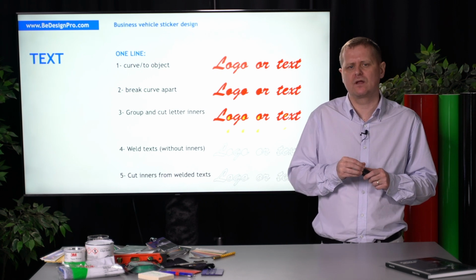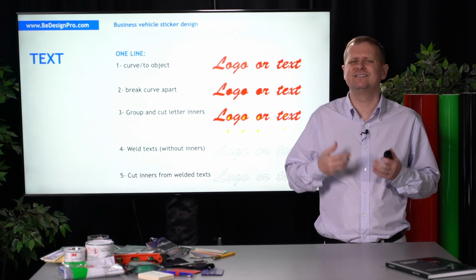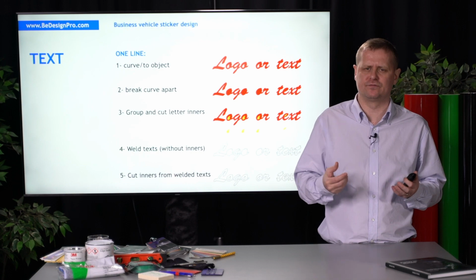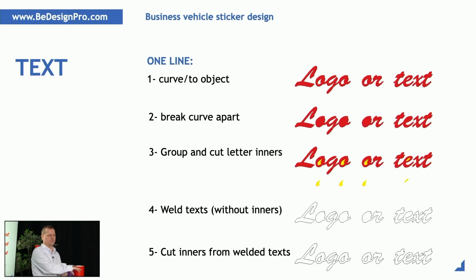Step 1 is to convert the text to vector curves, transform text to object. Step 2 is to break this curve apart, so convert the object into layers and then ungroup the detailed layer. Step 3: group and cut the inners from the letters O and E, the inside of those. Step 4: group and weld the letters into one curved object.